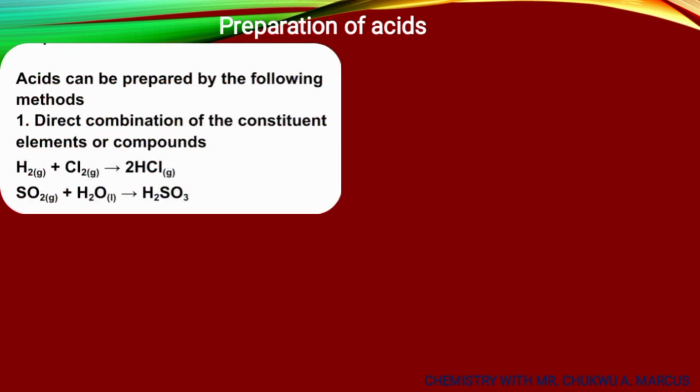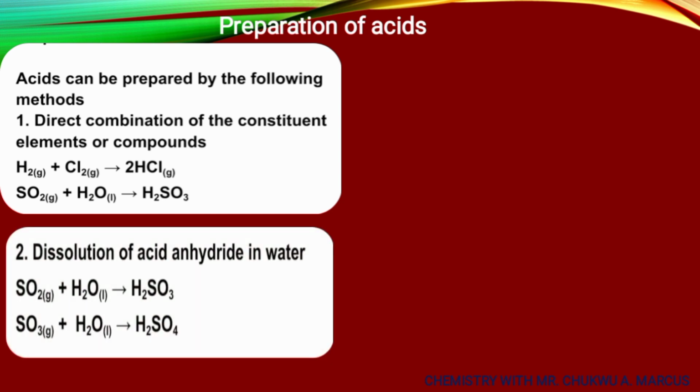I want you to know that there are ways of preparing acid. One is that acid can be prepared by direct combination of the constituent elements or compounds. So we can have elements coming together to give us an acid, like hydrogen bonding with chlorine to give us hydrogen chloride gas, but when we dissolve it in water, it gives us a strong acid. We also have SO2 bonding with H2O, that is sulfur 4 oxide reacting with water, to give us trioxosulfate 4 acid. We can still do the same thing with sulfur 6 oxide to give us tetraoxosulfate 6 acid.